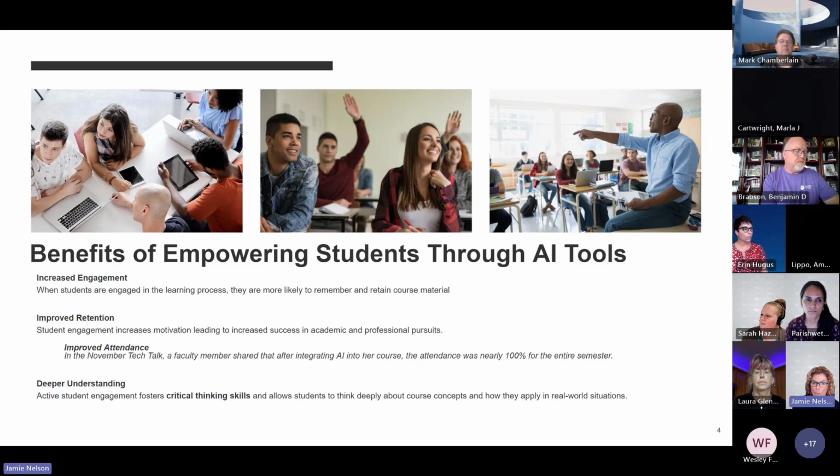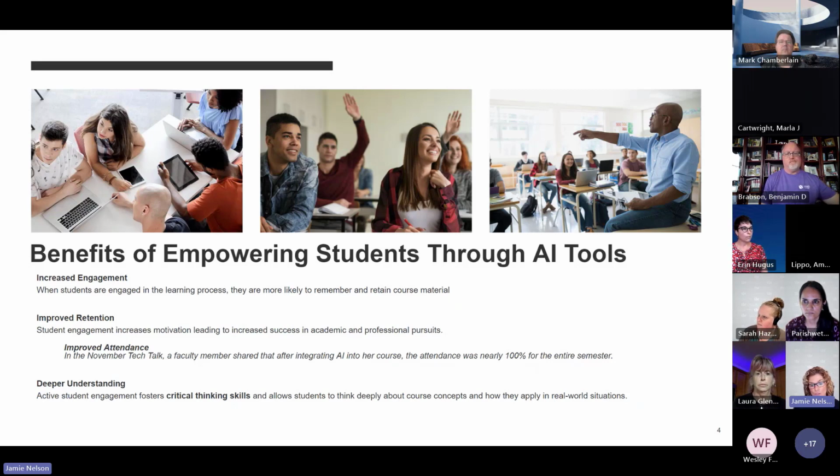And we've talked about revamping some of your activities and assignments to increase engagement. If you've not had an opportunity to hear that information, revisit our previous Tech Talks that we will have posted. So we go through some of that in great detail, particularly through authentic assessment tasks. Improved retention. Student engagement increases motivation, which thus increases student success.